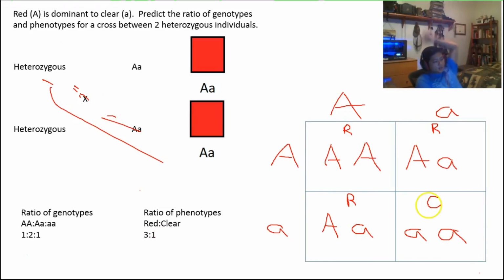What does this mean? This means that if these two were to have kids, the chances of getting red is 3 out of 4, which means 75%. The chances of having a clear is 1 out of 4, which is 25%. You can say, what is the probability that they'll have a kid with genotype big A, little a? It's going to be 2 out of 4, or 1/2, or 50%.